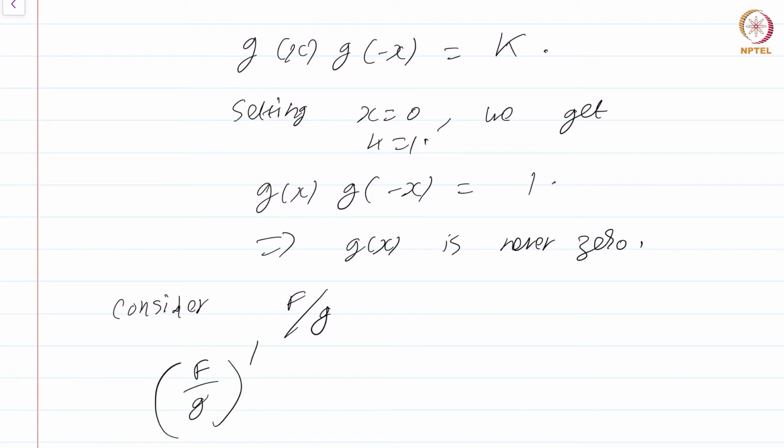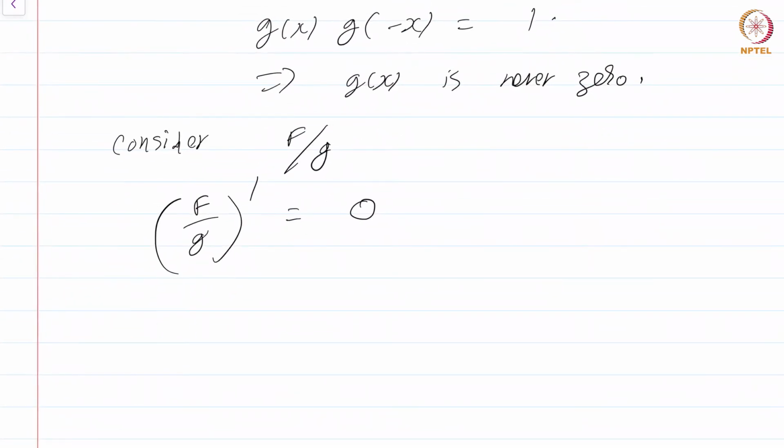Now I'm not going to bother doing the derivative. Just by the fact that f prime equal to f and g prime equal to g, you will immediately conclude that the derivative is 0, because the numerator will have f g prime minus f prime g. So this will be 0.